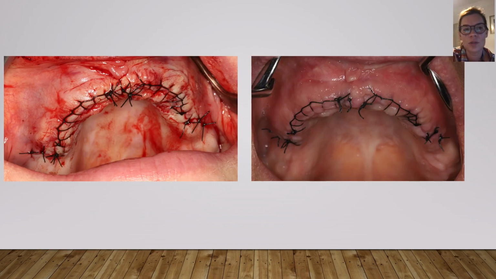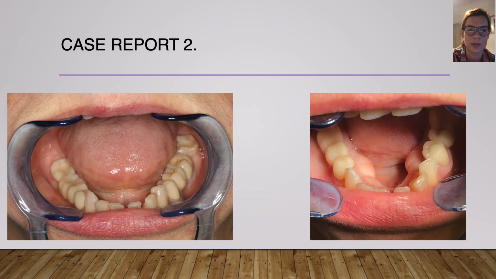And here you can see the closure after the surgery, and it was only one week after the surgery when the patient came back for the suture removal. We could see that the healing of the soft tissues is excellent. The PRF membrane helped us with quick wound healing. And now the patient is waiting for the healing of the hard tissues and for the implant placement.